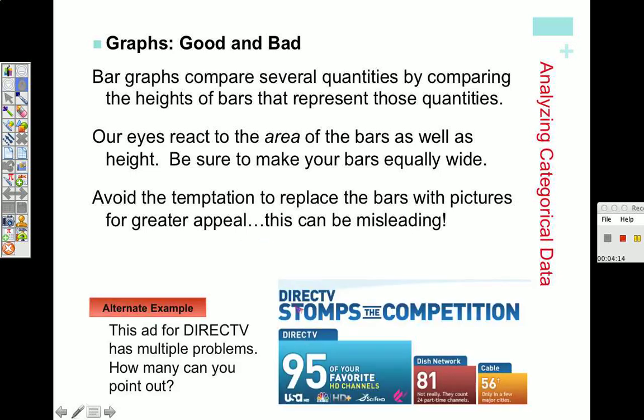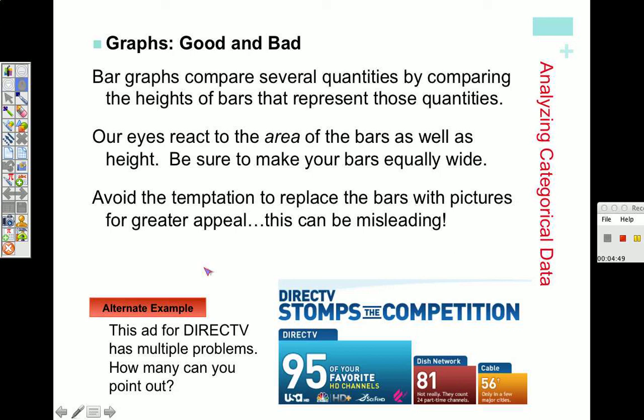And here's an example for DirecTV. DirecTV is right here, Dish Network, cable. These are bar graphs representing the number of channels that they have. But when you look at DirecTV, whoa, that thing's way bigger than the Dish Network and the cable. This one has so much more, but really, it only has 14 more channels. The area that we're drawn to is right here. It's so much bigger than Dish Network. We think there's so much more, but there really isn't compared to what there is in Dish Network.